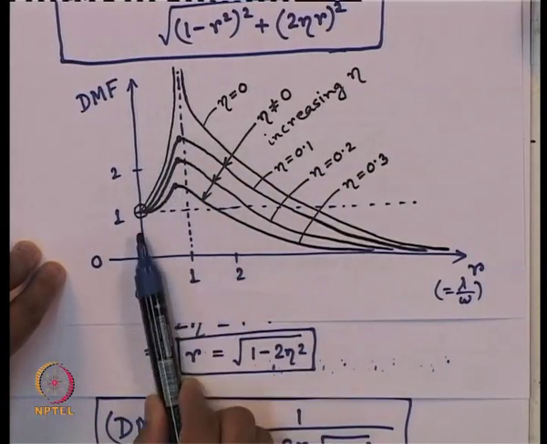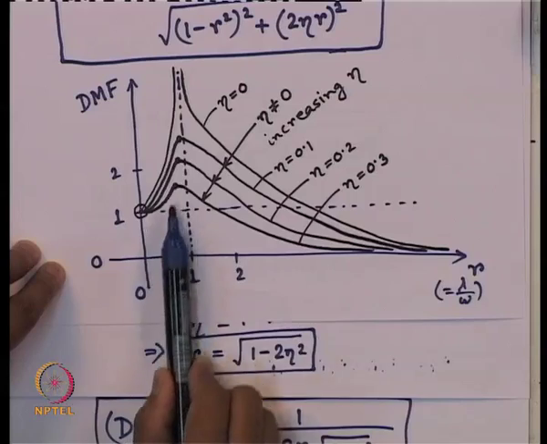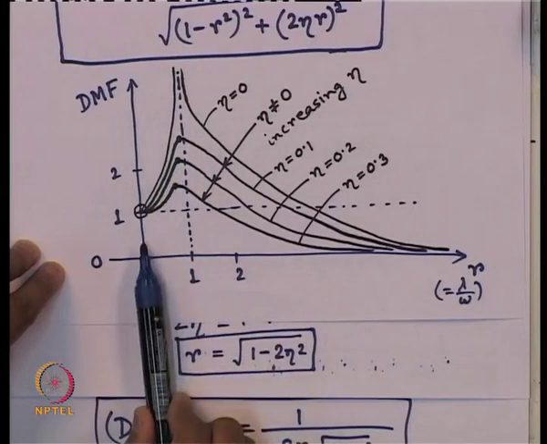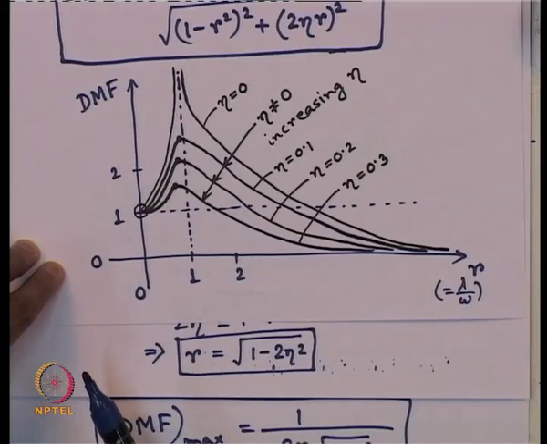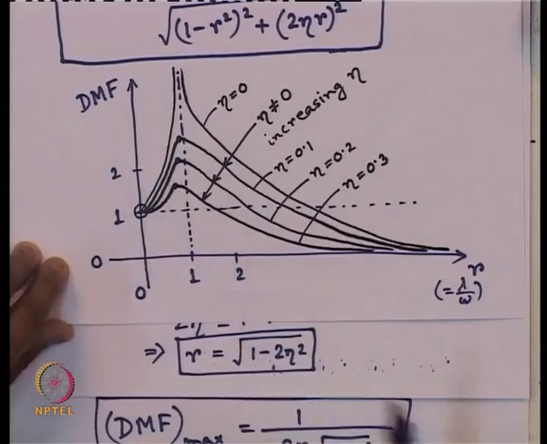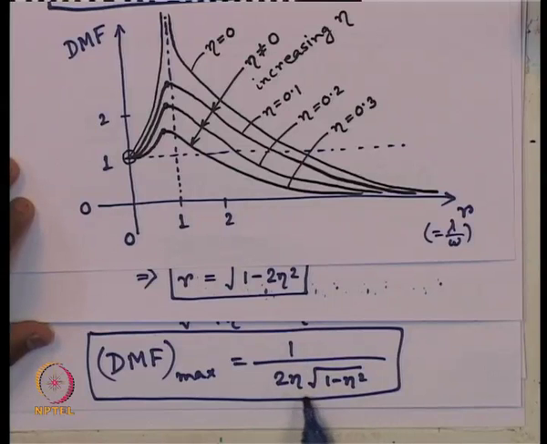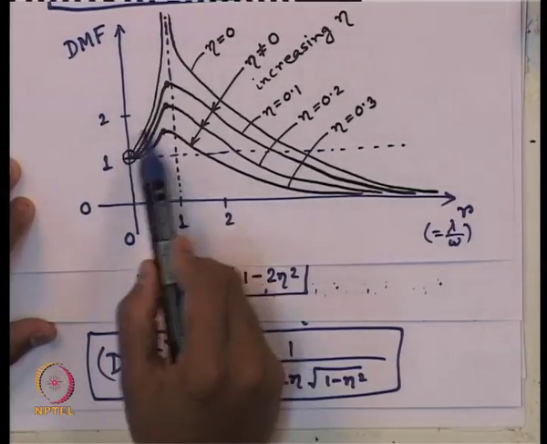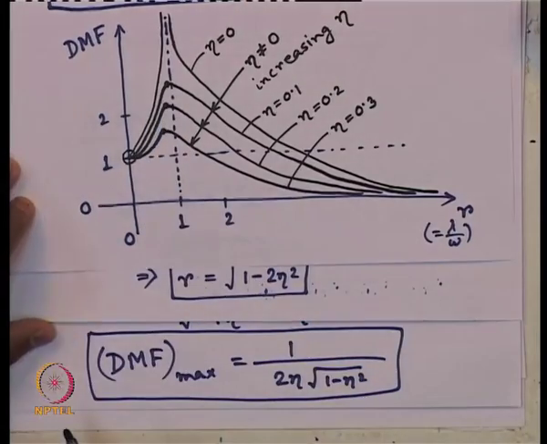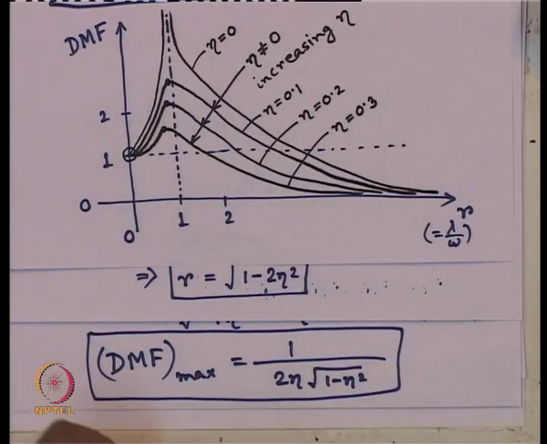So, remember this profile, this curve, it follows another curve, the peak of each point with different values of eta. And what is the magnitude of the maximum value for different eta? That is what we have obtained just now. This is 1 by 2 eta root over 1 minus eta square. That is the maximum value for different values of eta. So, this is the discussion on dynamic magnification factor. Let us look at the slide now.